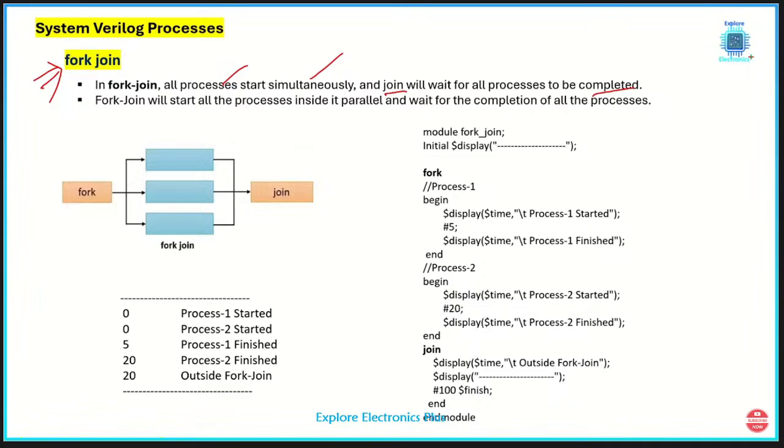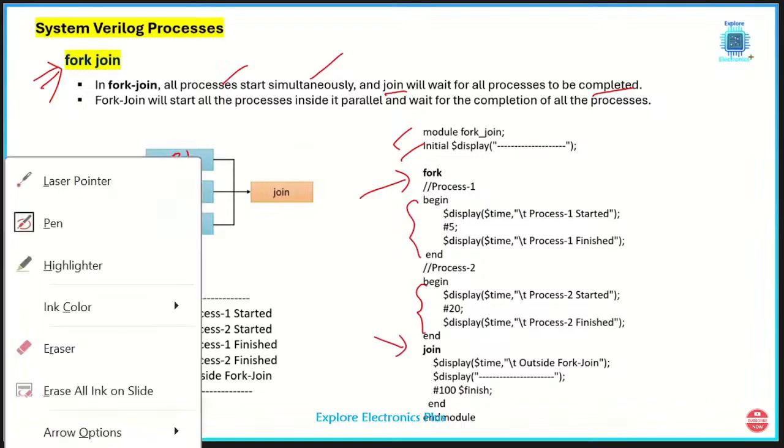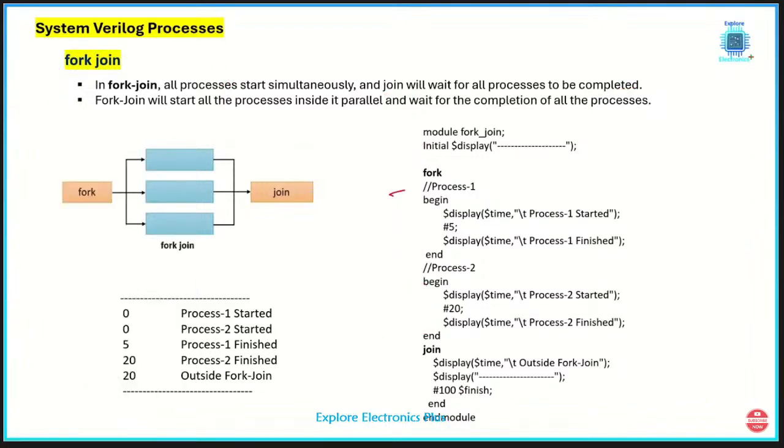It means if you have process 1, process 2 and process 3 like this, we put them under fork join. And you can see the example, it will give you a clear idea. In the module, we have a display with some dashes here. We have fork and we have join here. Inside that, we have begin end as one process, begin end as another process. So this will start simultaneously. Both process 1 and process 2 start simultaneously.